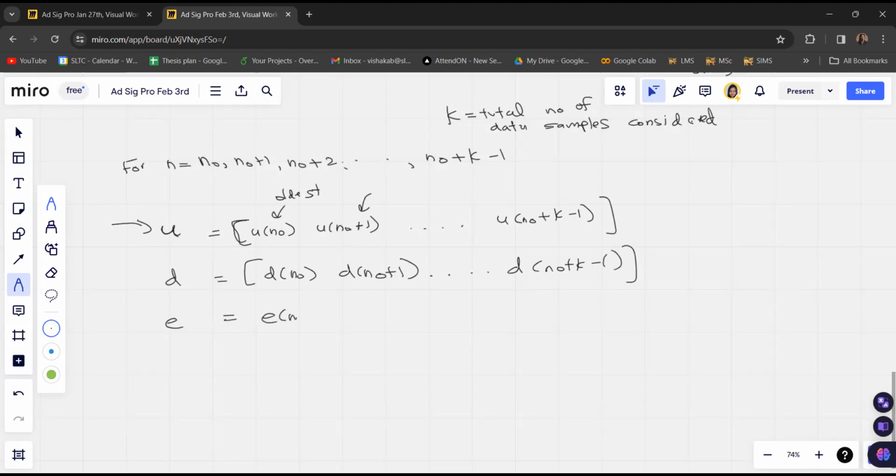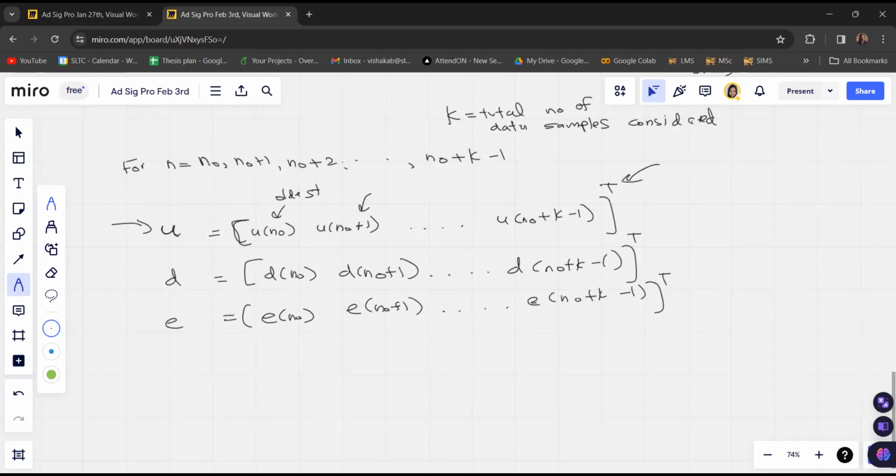Error signal we also denote as error at n naught, then error at n naught plus 1, and then error at n naught plus k minus 1. Those are the error values and the desired signal values at the specific time indexes n naught up to n naught plus k minus 1. All these vectors we can denote as column vectors, so for denoting column vectors, I'm going to add this transpose sign in here.